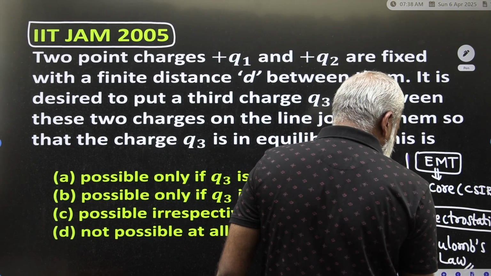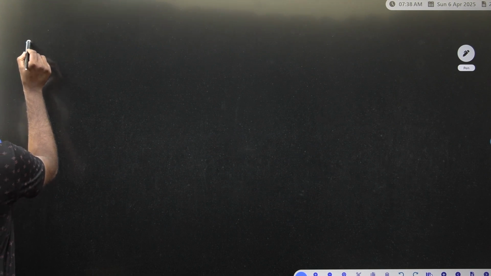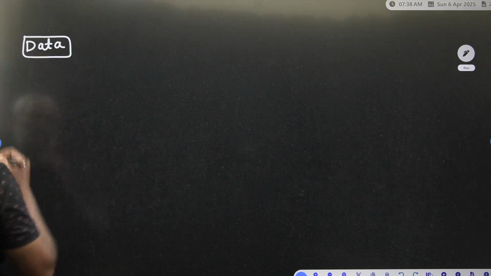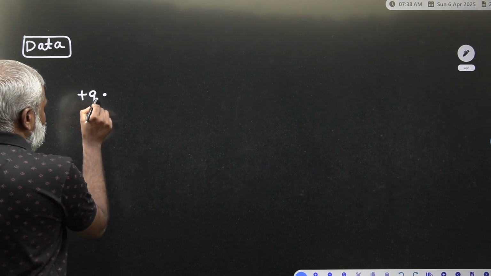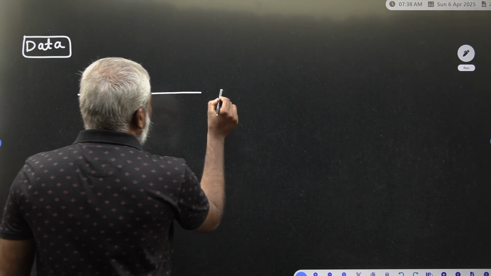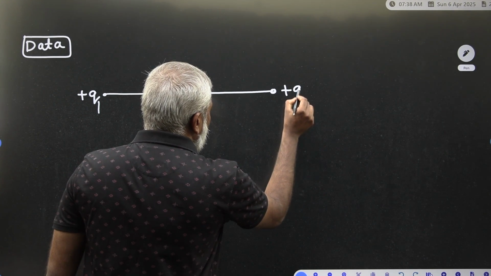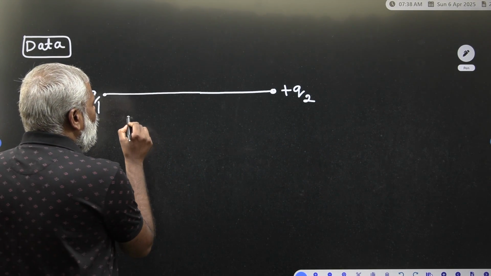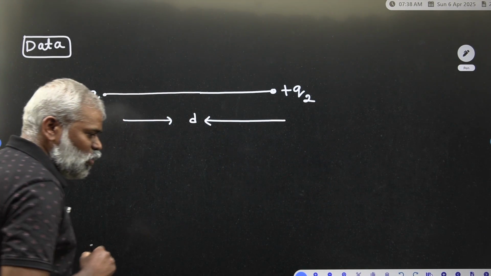How do we solve this one? First I represent the data, and based on the data I solve this problem. Two point charges are there. This is point charge 1, a plus Q1 charge. One more point charge is there, the Q2 point charge, also positive, plus Q2. These two point charges are separated by a distance small d.